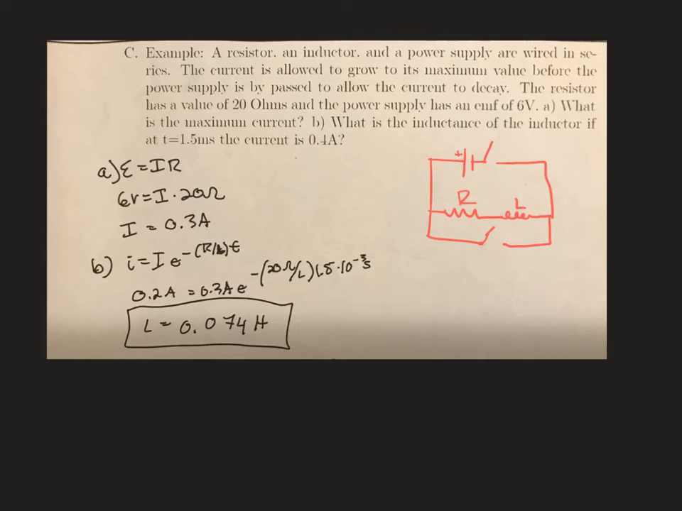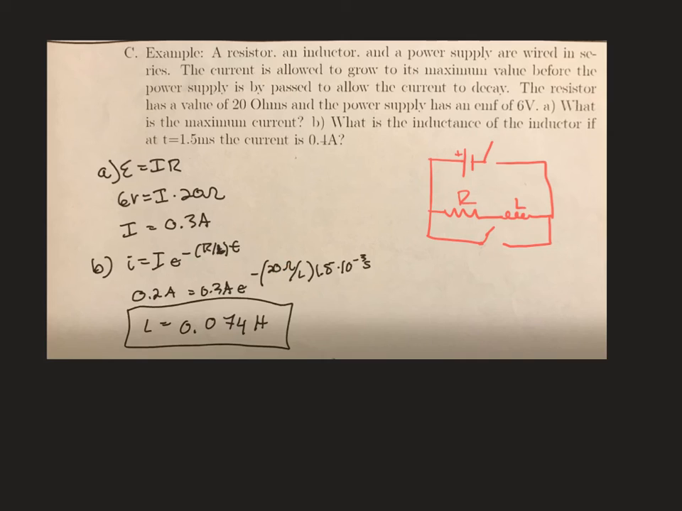In part B, then, we want to know what the inductance of the inductor is, given that we know at a particular time what the current is. So I pulled out my decay information here, because remember we're dealing with a current decay. I plugged in the current and the time. Remember, ms is not meters per second, it's milliseconds, so I'm multiplying by 10 to the minus 3 here.